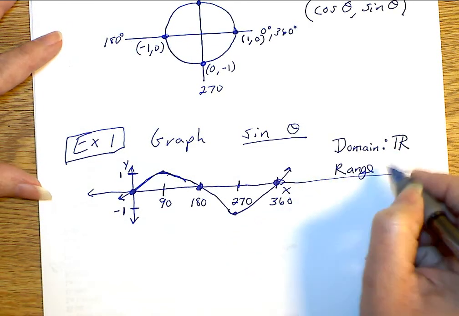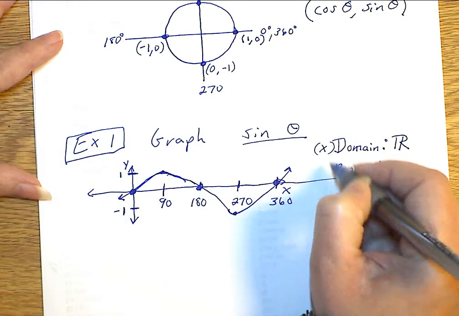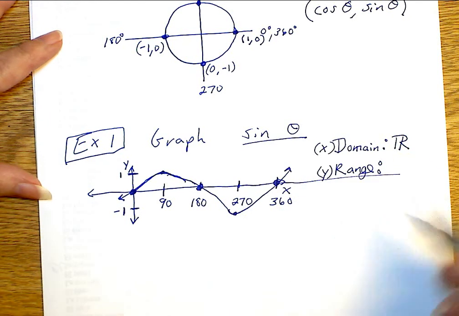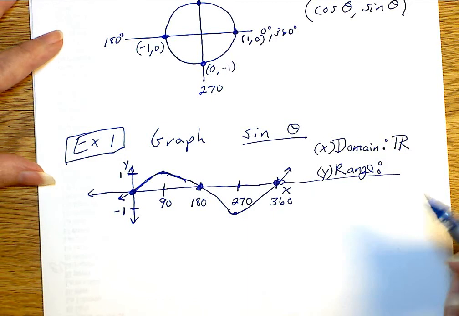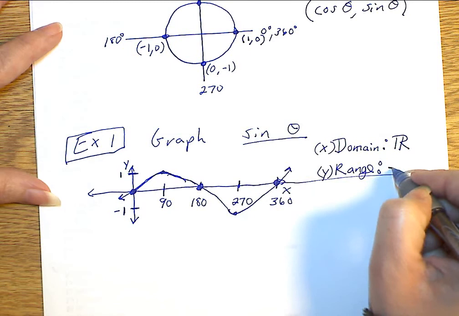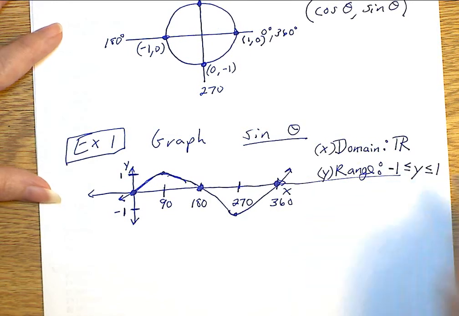Now range, what value are your range? Your y's, right? What's the highest number your y's get? 1. And your lowest number is? -1. So hopefully that makes sense. It's -1 is less than or equal to y, which is less than or equal to 1.